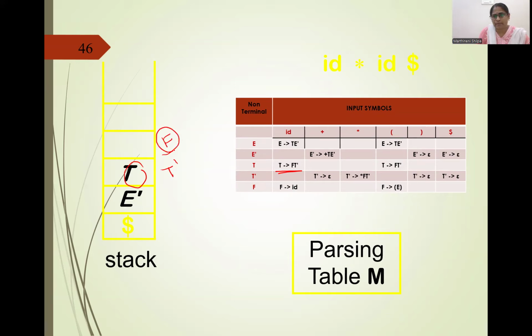Now F is compared with ID. In the F row and ID column, there is a production F deriving ID. Then F is popped and ID is pushed onto the stack. Now ID and ID will be compared. They are equal, as the top of stack element and the currently reading input symbol are equal. Then pop one element from the stack. And the next one is T dash. T dash and star will be compared.